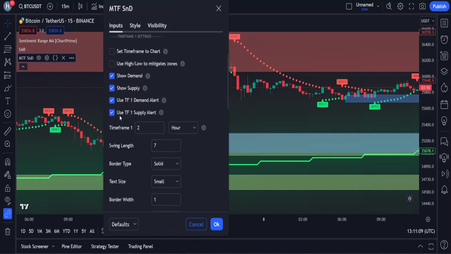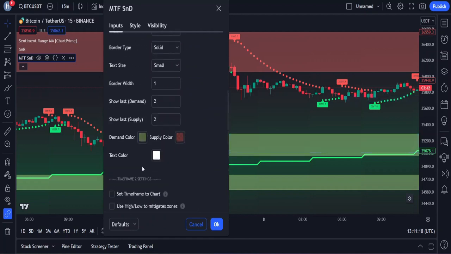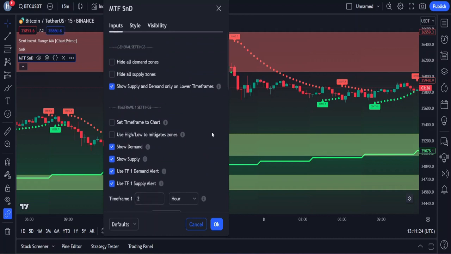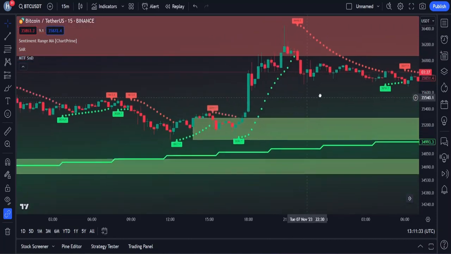In its inputs, this indicator has 2 time frames available for customization. We will disable time frame 2 for our strategy. This will keep the charts neat. Then in the time frame 1 settings, we will enable the 2-hour time frame. If you trade on shorter time frames, like 5 and 15 minutes, it is recommended to use a 1-hour time frame for supply and demand. Once you're finished with the settings, click OK.